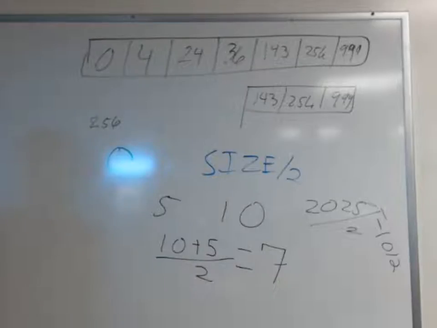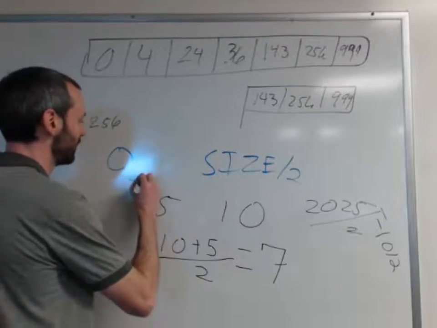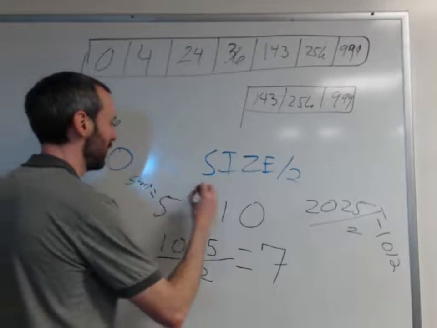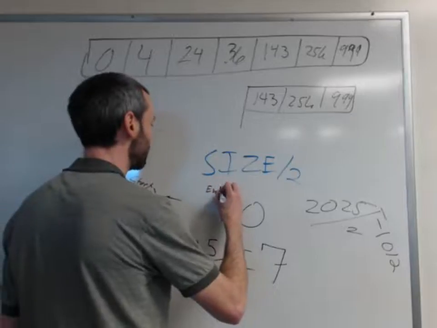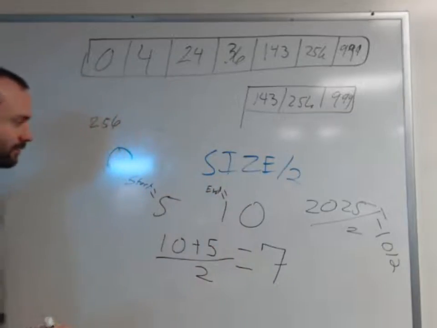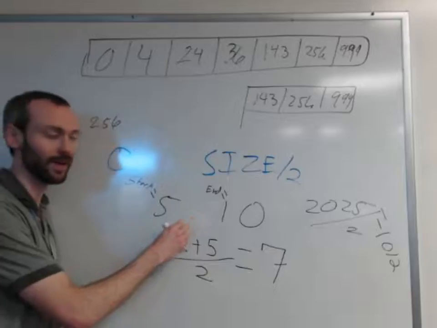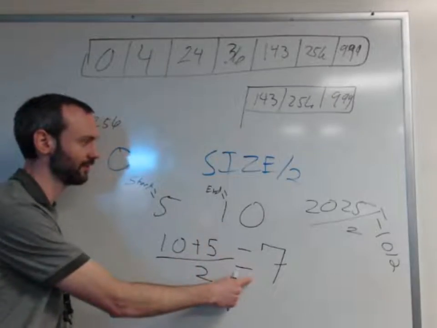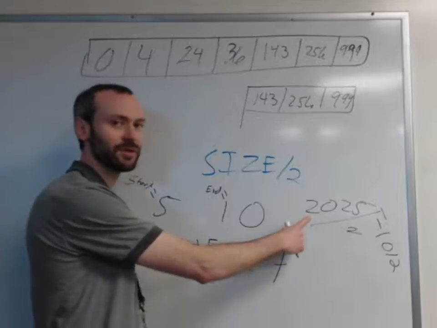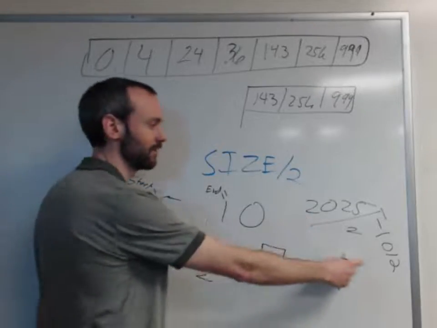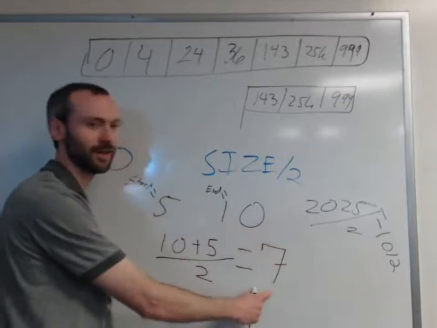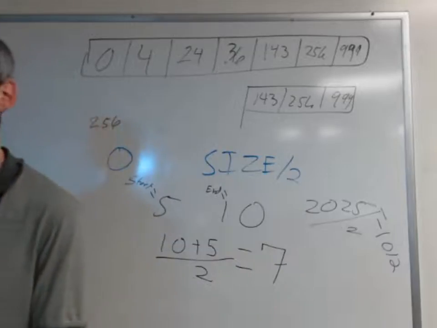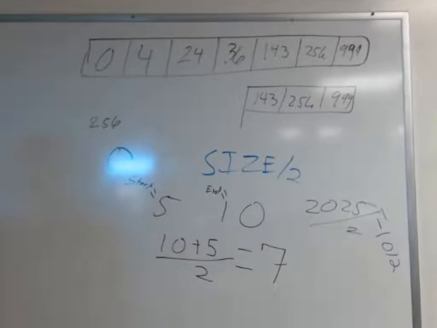That'd be 7. I'm confused. So if start equals 5, end equals 10, we need to find the mid. So I do end plus start divided by 2 equals 7. Size might be 2025 divided by 2 is 1012, which is not 7. It will never be 7.